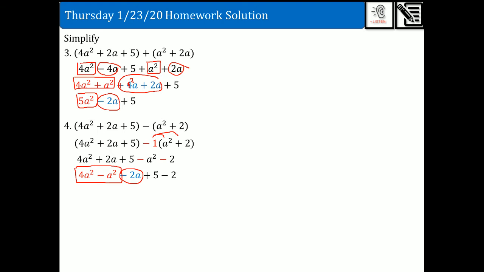Oh, I wrote a 4a here for some reason. It should be a 2. This should be a 2. So this should be a what? Hold on. 5a. So 2a plus 2a becomes 4a. So this should be 4. So this answer should look like 5a squared plus 4a plus 5. Yeah, this is the correct answer.